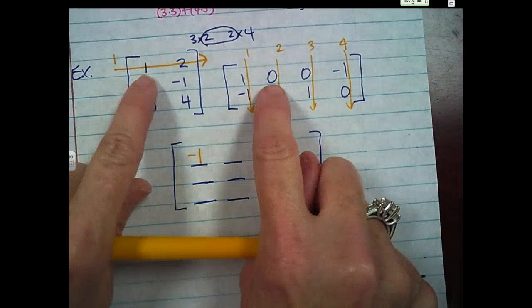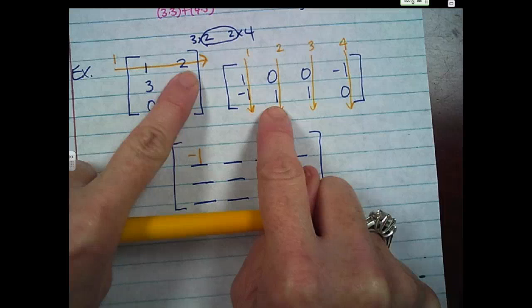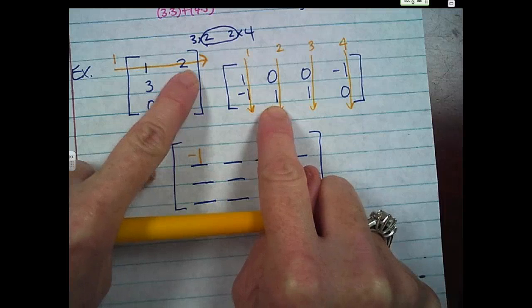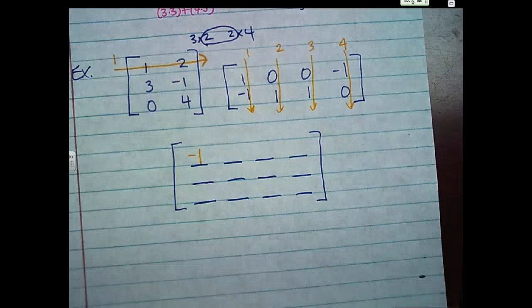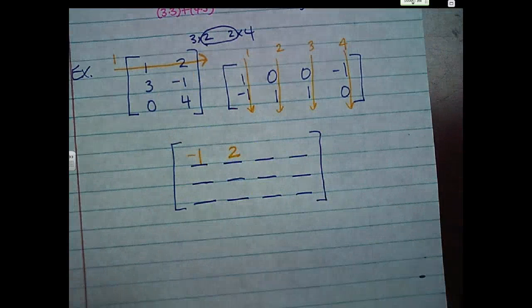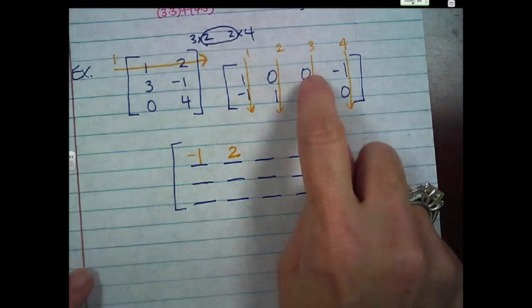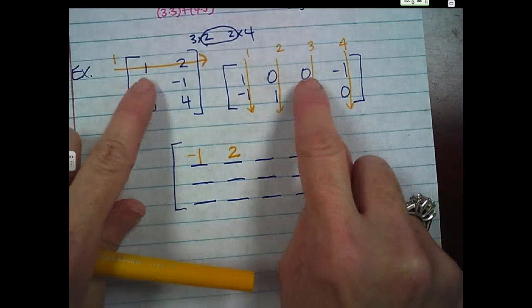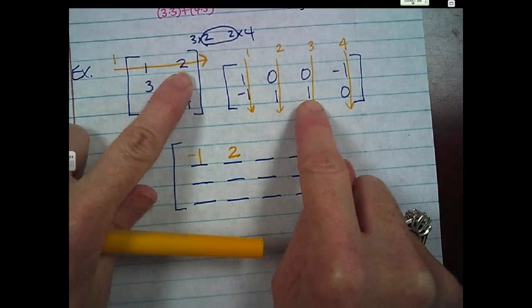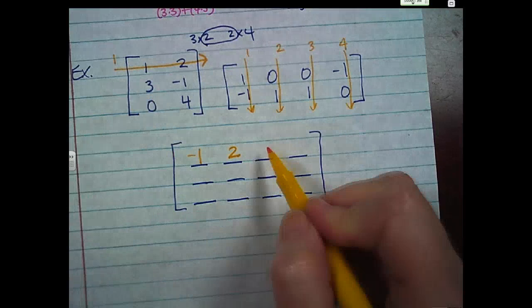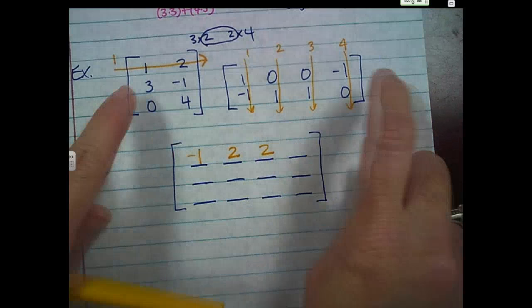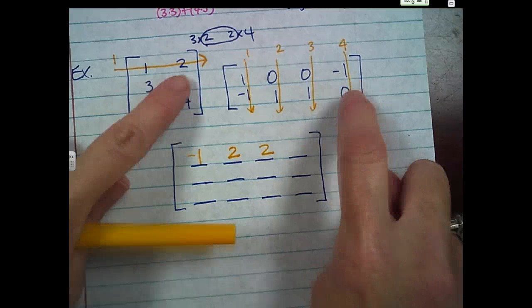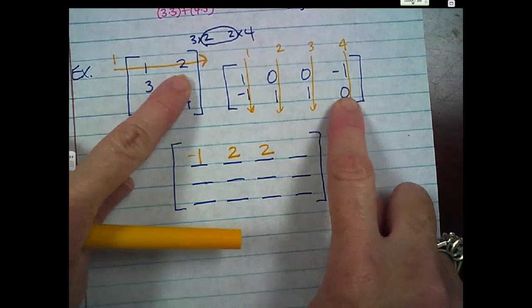1 times 0 is 0, and 2. 0 plus 2 is 2. We write our answers which way? Across. See what I mean? It can get confusing. Go to the third spot. 0 and 2 make 2. Excellent. And our last column, -1 and 0 make -1.